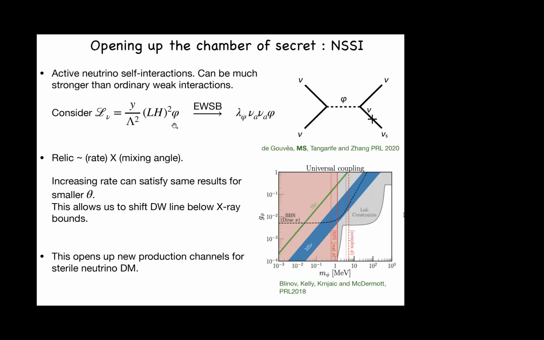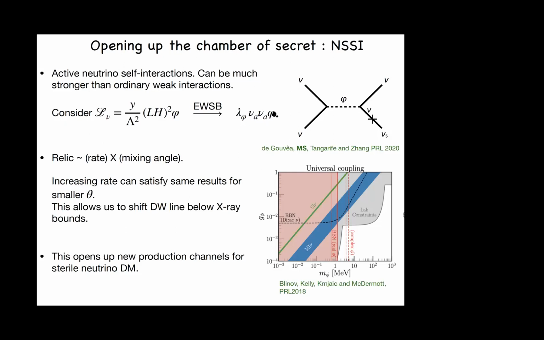So essentially what this tells you is that you would need phi to have a lepton number, for example, of -2 if you want this operator to be lepton number conserving. Now, once electroweak symmetry breaking goes through, this operator predicts an operator of this form, which essentially allows the neutrinos to talk to each other through this scalar phi.